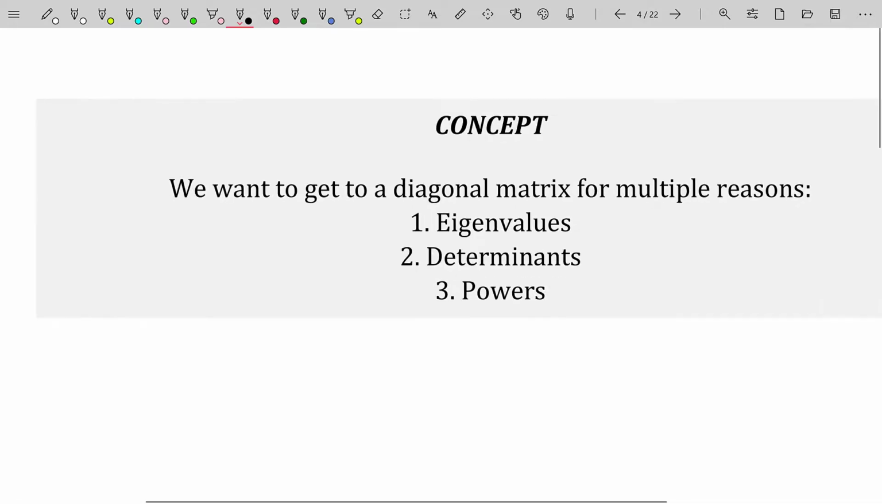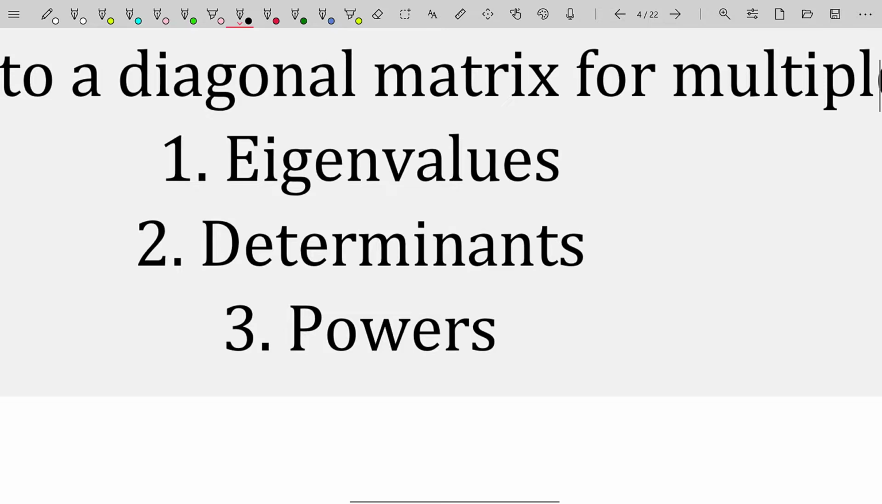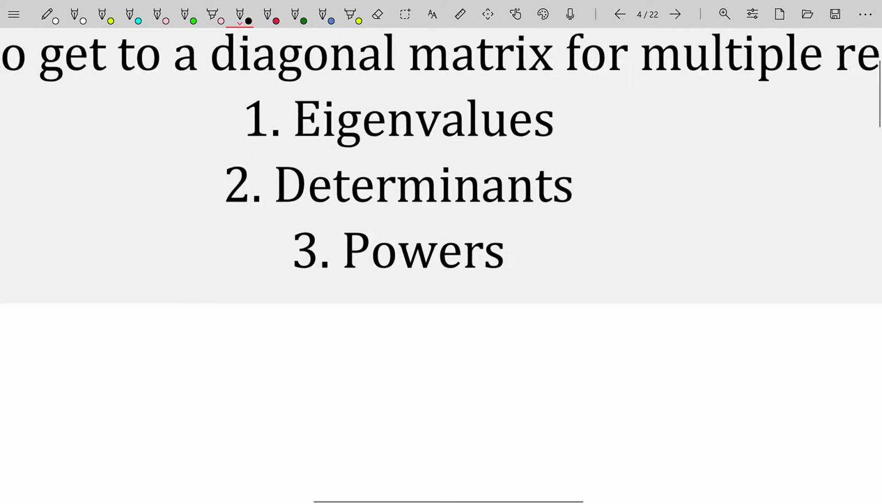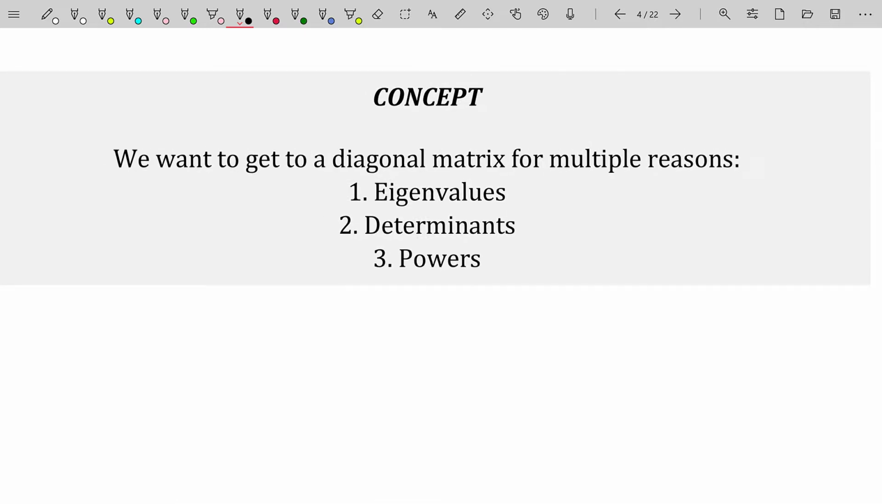And finally, something a lot of people gloss over is being able to find large powers of a given matrix A. It turns out that's much easier if you can diagonalize your matrix. So there are 3 major reasons why you'd want to diagonalize a matrix. But unfortunately, not all matrices are diagonalizable. So in our next video we're going to introduce some ideas behind the scenes as to how we know whether or not a matrix is diagonalizable.